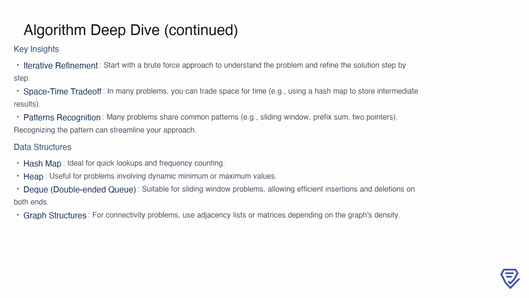Effective problem solving often involves iterative refinement. Starting with a brute force approach can help you understand the problem better, and from there, you can refine your solution step by step. It's also important to recognize the trade-off between space and time. For example, using a hash map to store intermediate results may increase space usage but significantly reduce computation time.